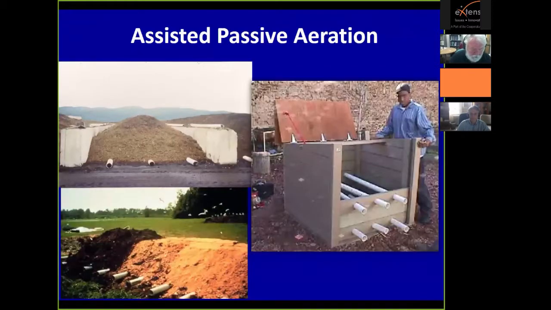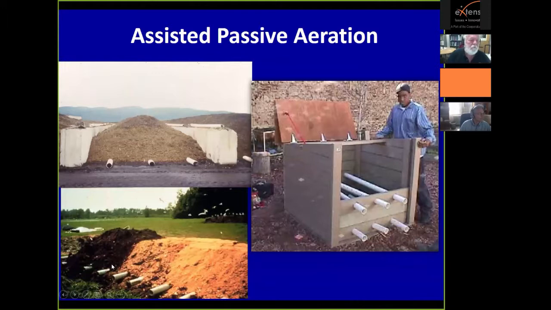Assisted passive aeration is a system that was developed in Canada several years ago for handling fish waste. And here what we do is we take PVC pipe or any other kind of rigid wall plastic pipe, and we drill holes in the pipe, which you can see here in this illustration on the right. These holes allow the air to come in through the open ends and up through the middle of the pile. So when you build the pile, you leave the ends of the PVC pipe exposed to the atmosphere, and this facilitates the movement of air into the pile.